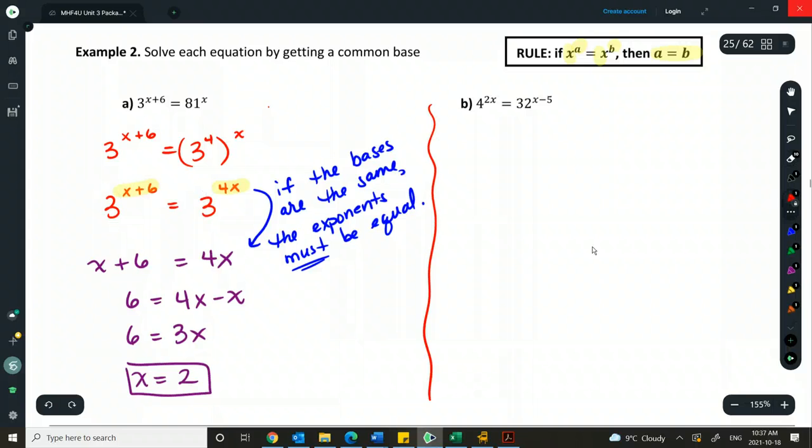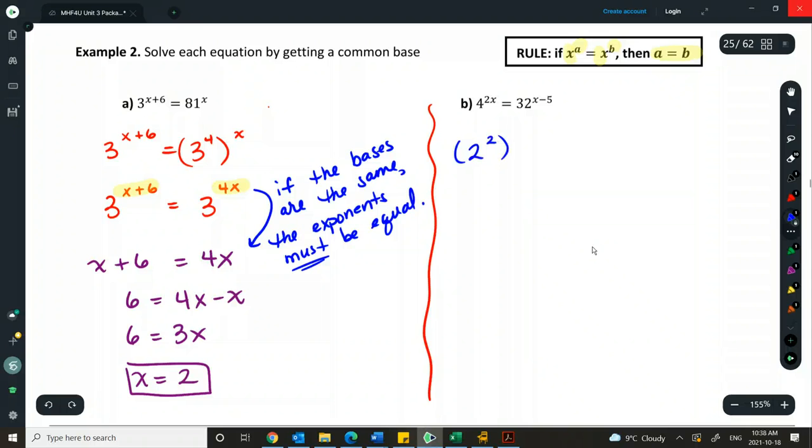Okay, so let's try it with example B here. So 32 is the higher number. Let's see if we can express 32 as a base of 4. Can we? So 4 to what exponent equals 32? I don't think we can. Is there something lower that both of these could be expressed as the same base? Clayton? Okay, so let's express both with a base of 2.